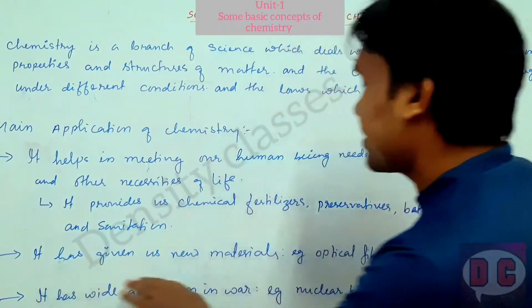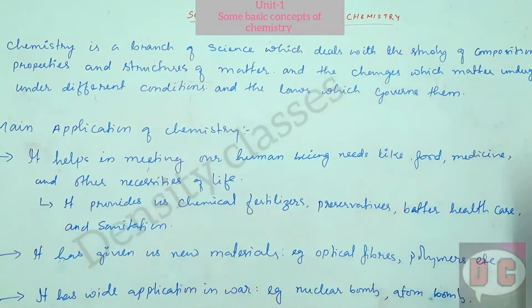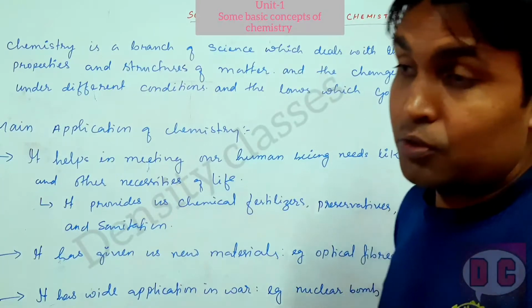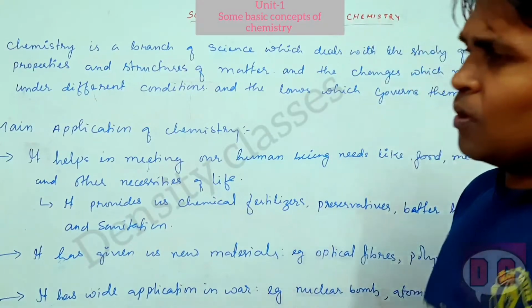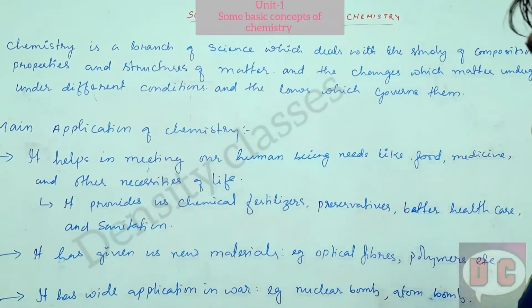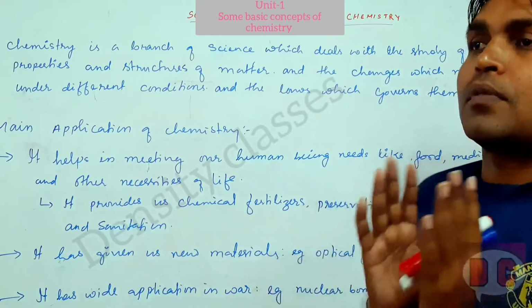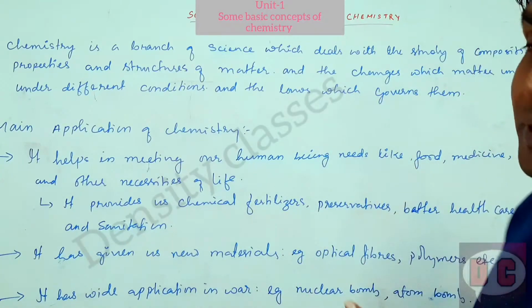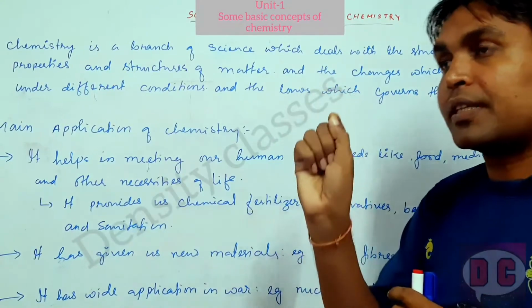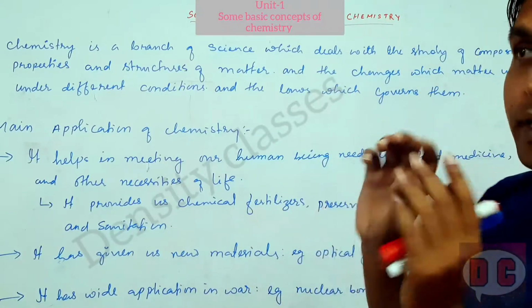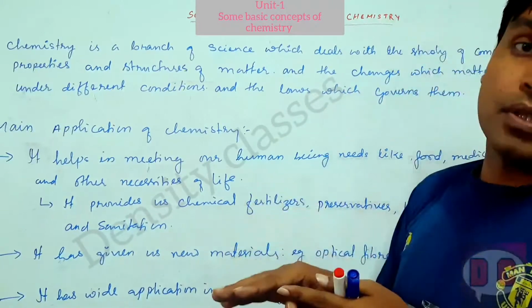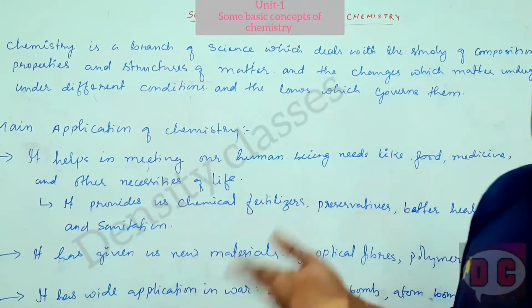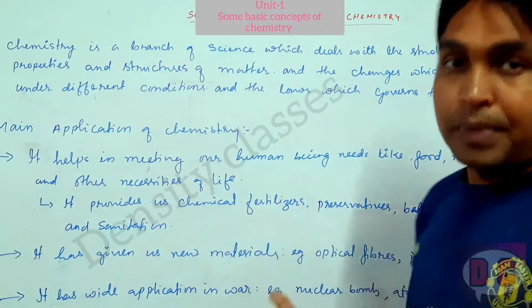The third point is what? Chemistry has given us new materials, such as optical fiber and polymers. All those polymers, we are getting them, and they are all a gift of what? Chemistry. Optical fibers are basically used in electronic devices. Those are all gifts of chemistry. If chemistry were not there, those new materials which we have got may not be there.